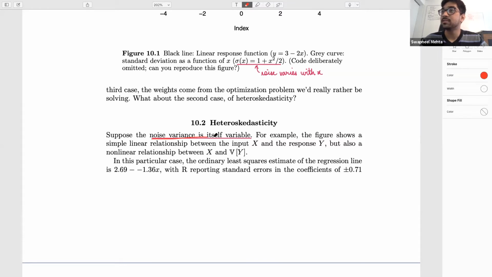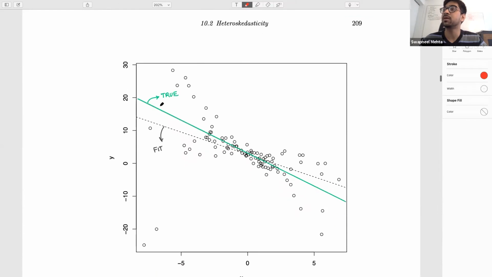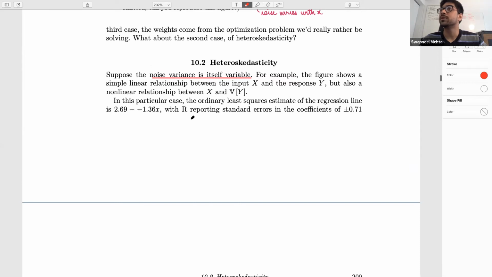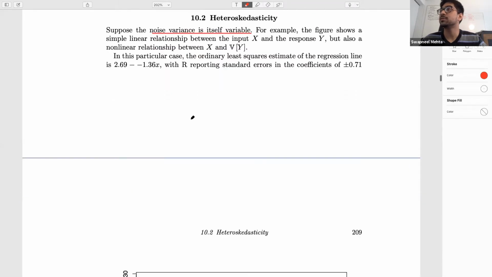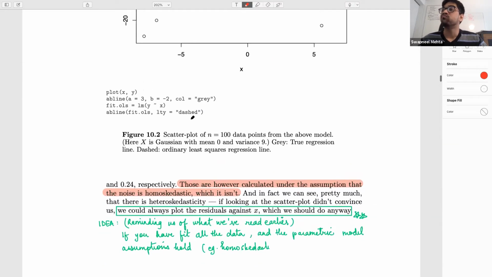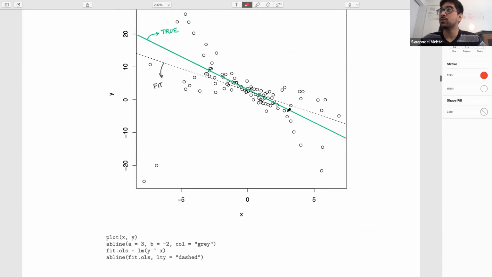So this is the idea that we've been discussing. Suppose the noise variance is itself variable, and it follows some sort of distribution that we want to discover. It gives an example where, if this is the response in this particular case, the OLS estimate, standard errors. Okay, so this is the true regression curve, and you add some noise to it.